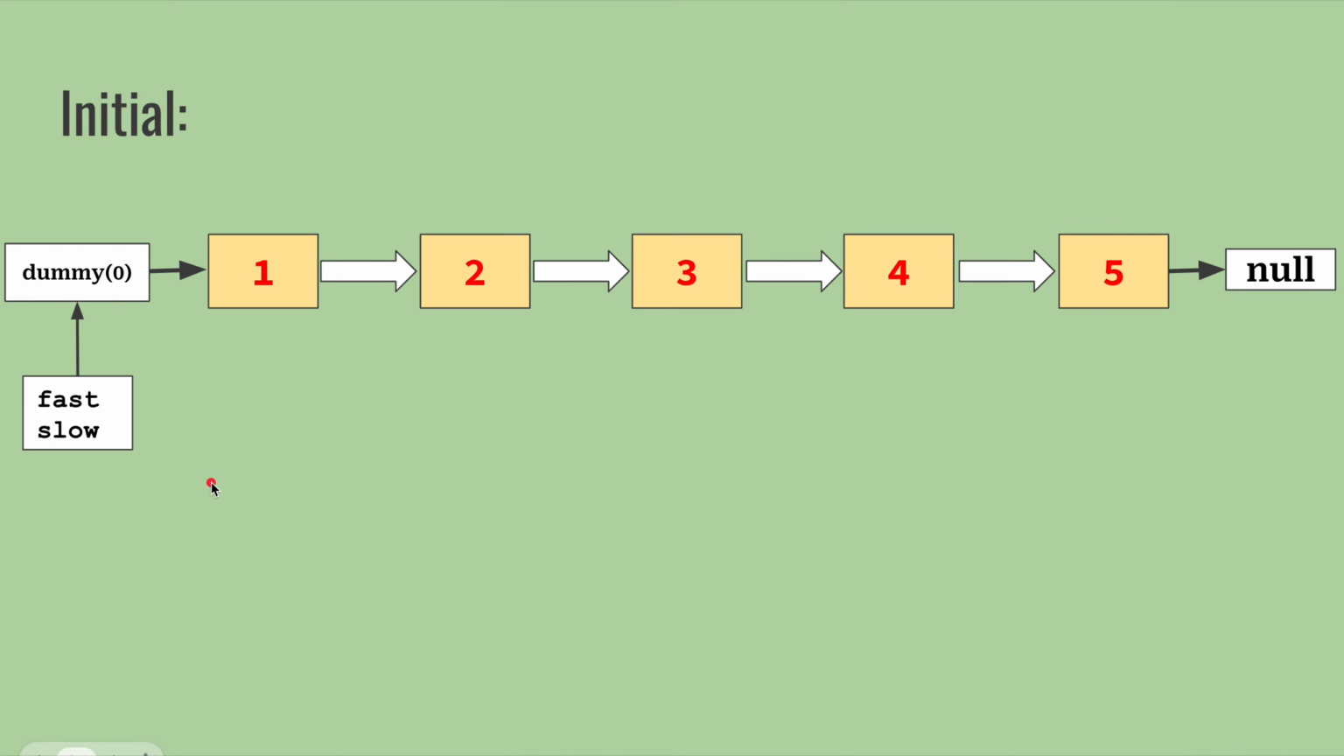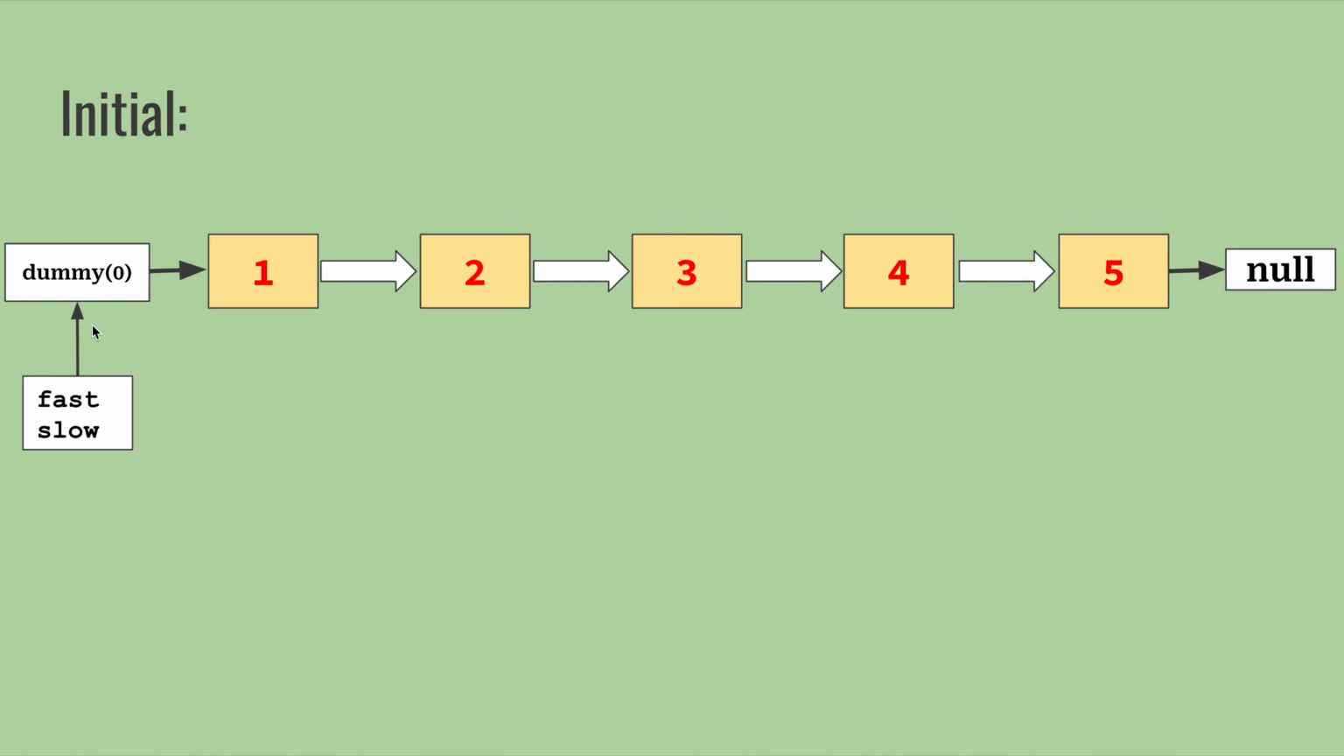Let's go through the approach. First of all, we'll create a dummy node, and this will point to the head. Why? Because it will help you handle edge cases like deleting the head node. So when we are using the two pointer technique, we can easily delete the nodes.